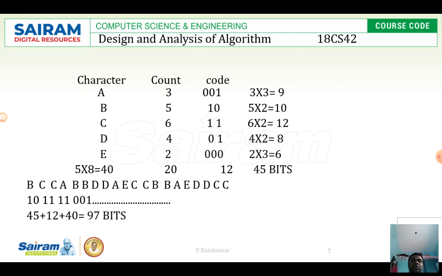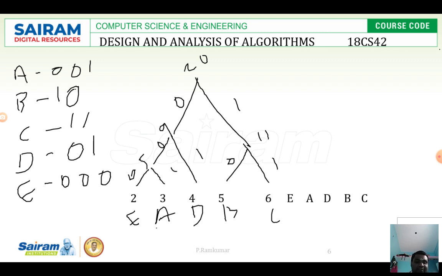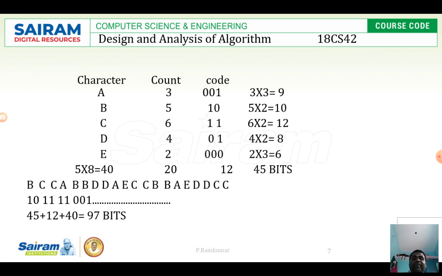Accordingly I am going to draw the table. A will be 3 times, B will be 5 times. So from the tree I am going to identify the code for each and every alphabet. So accordingly I have drawn the table also. Now I have to compute how many bits will be required for transmitting the entire message. So here 5 alphabets are there. As I said before, each will be converted into ASCII format with the 8-bit representation. So 5 into 8, 40.